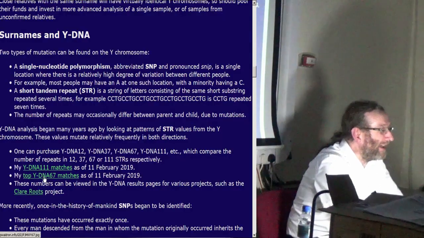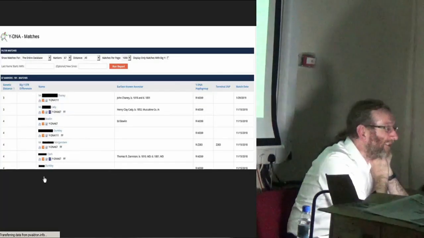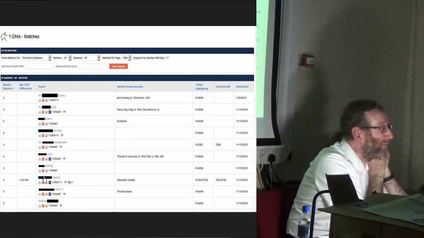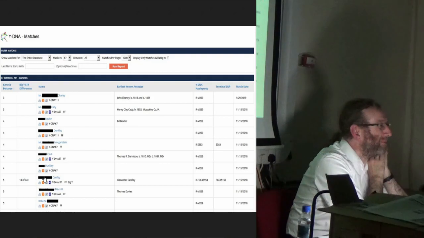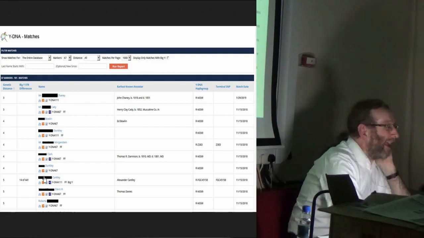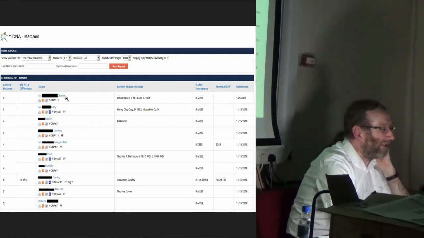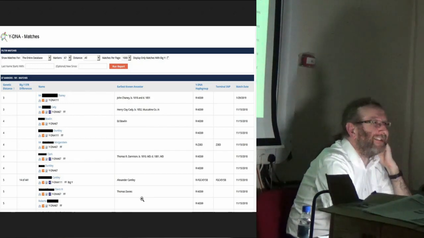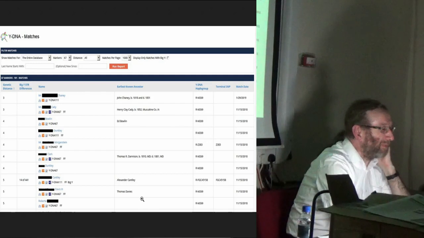So if we drop down to the first 67 markers, I blacked out some names here because people have got paranoid, especially since GDPR, about privacy. We can tell you the person's surname, and the earliest known ancestor is a deceased person, so data protection does not apply to that column. So these are my matches on the first 67 STR markers.